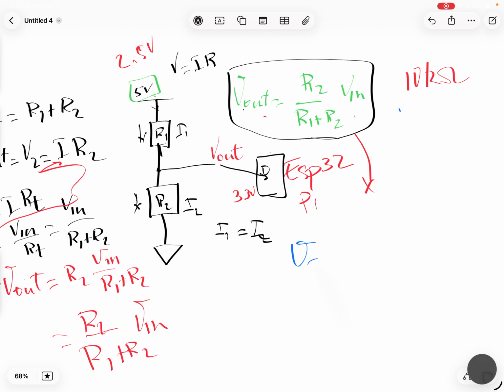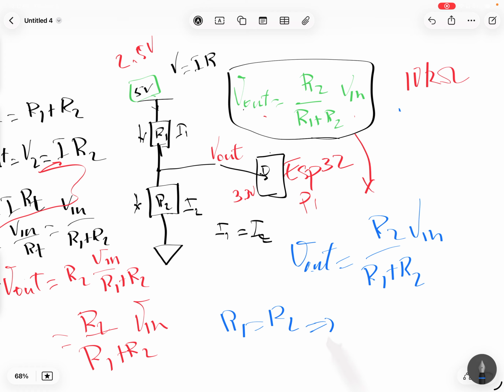We have V out. Let's say V out equals R2 over R1 plus R2 times Vn. Okay, R1 equals R2. That implies that we have V out. This is a little bit of algebra, it's no big deal. R1 equals R2. That means we got 2 R2 in the denominator, times Vn.